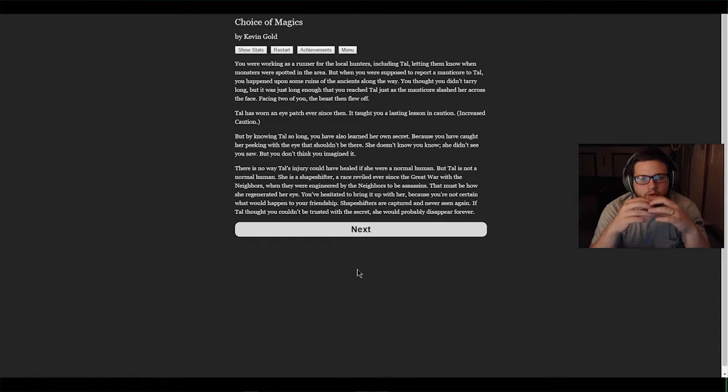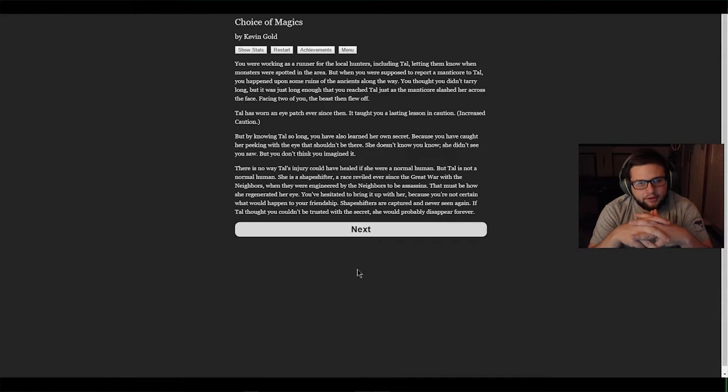You were working as a runner for the local hunters, including Tal, letting them know when monsters were spotted in the area, but when you were supposed to report a manticore to Tal, you happened upon some ruins of the ancients along the way. You thought you didn't tarry long, but it was just long enough that you reached Tal just as the manticore slashed her across the face, facing the two of you, the beast then flew off.